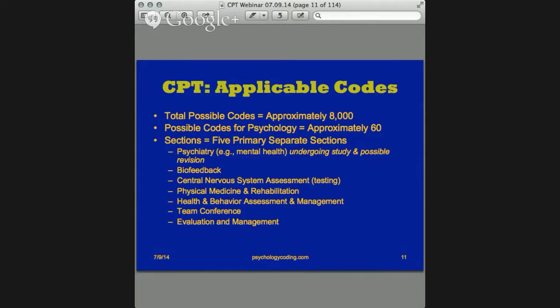I won't talk much about physical medicine and rehabilitation. I will say a few words about health and behavior assessment. I will not address the issues on Teen Conference, but I will mention something about evaluation and management as well. So the primary focus will be on the CNS assessment or the testing codes, but several other areas will be attended to. Just to put it in perspective, these 8,000 or so codes are then divided into approximately 16 or 17% of the gross domestic product of the U.S., and that is how people make their living.